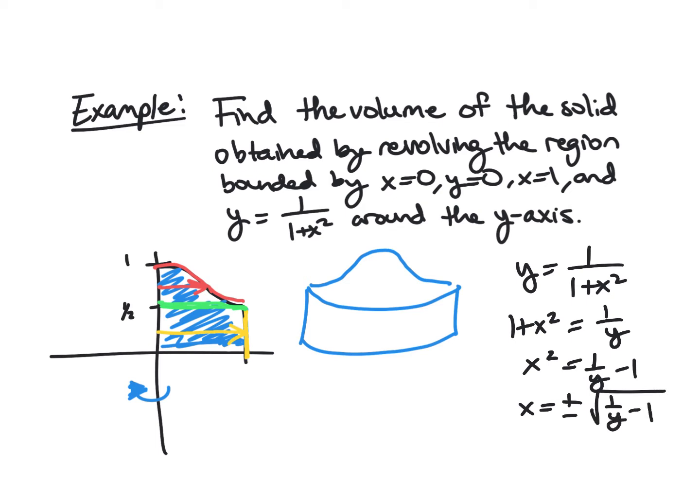The minus would be if we extended this to the left, but we're only dealing with positive x values here, so we'd be looking at the positive value. But the main issue is that we just cut things off here at x equals 1, and this curve keeps on going forever. Any value of x makes sense here because your denominator is never 0.